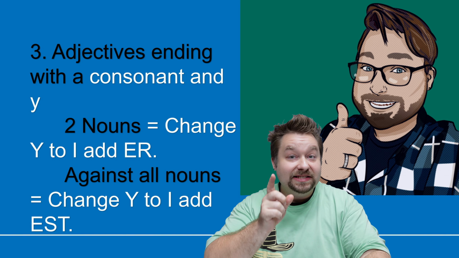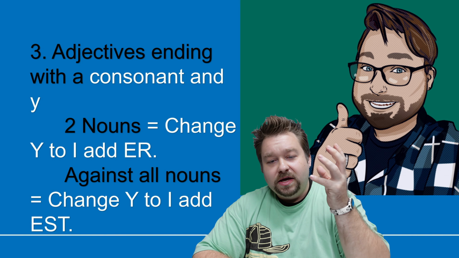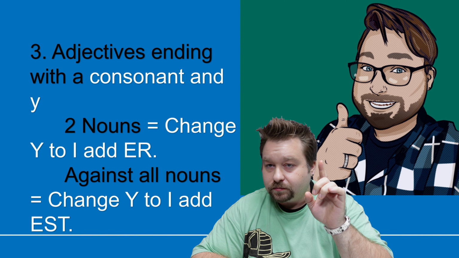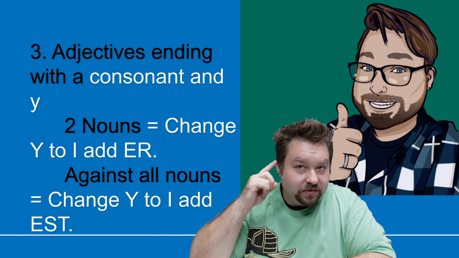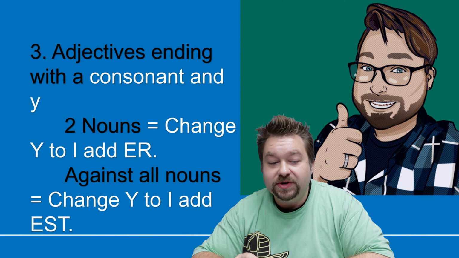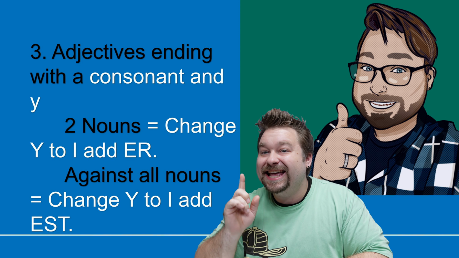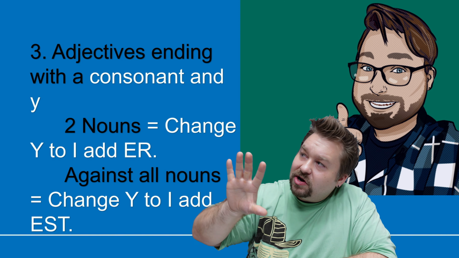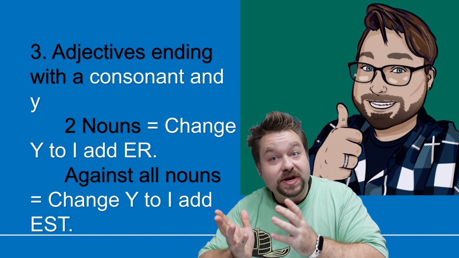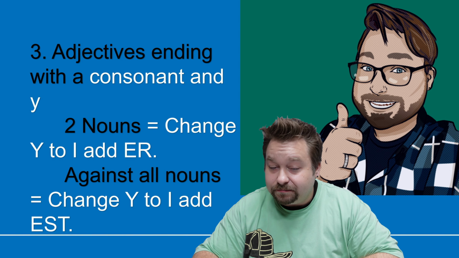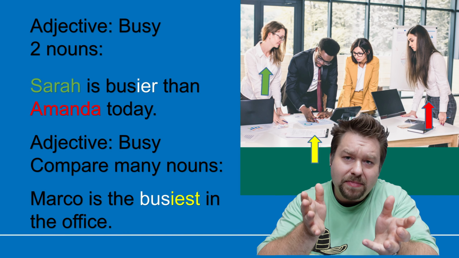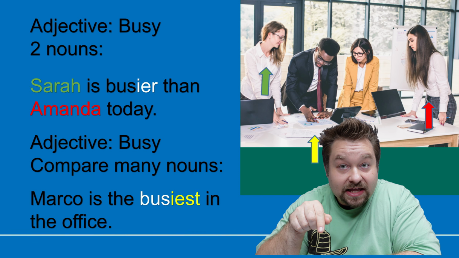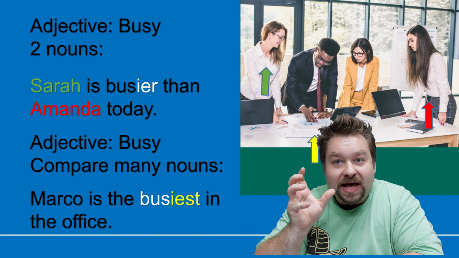Number 3, this is going to sound familiar too. Adjectives ending with a consonant and a Y. So if a word ends with the Y, remember the rhyme that we said? If it's 2 nouns, we change the Y to an I and add ER. We still want that ER, okay? And if it's against all other nouns, we change the Y to an I and add EST. Let's look at an example here. Our adjective is busy. See the consonant S and the Y at the end? Okay, so that matches what we need to do.